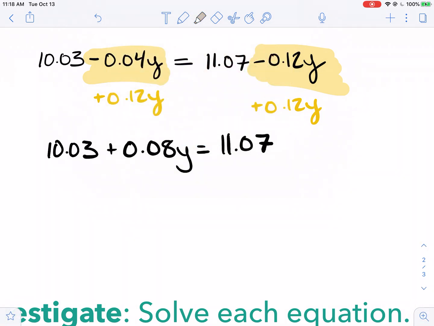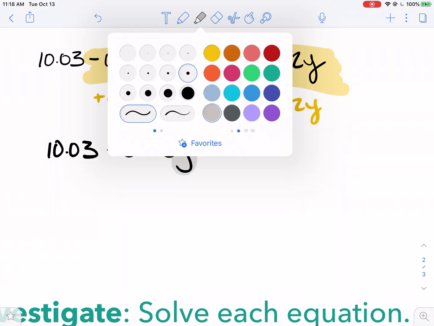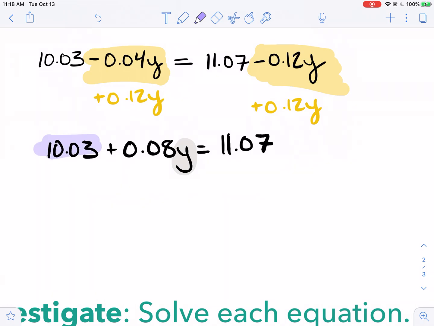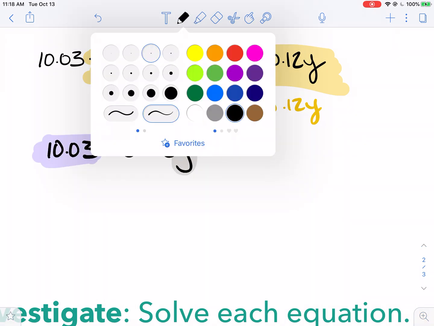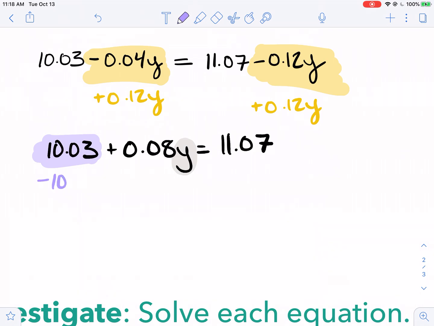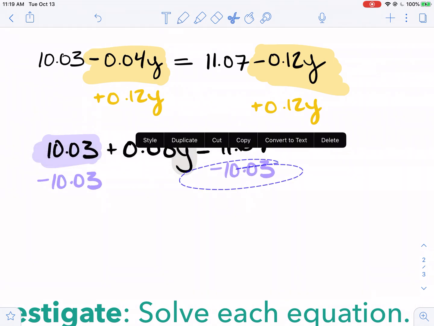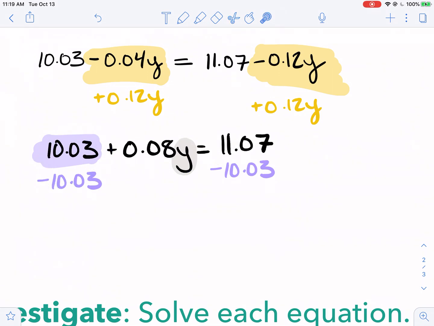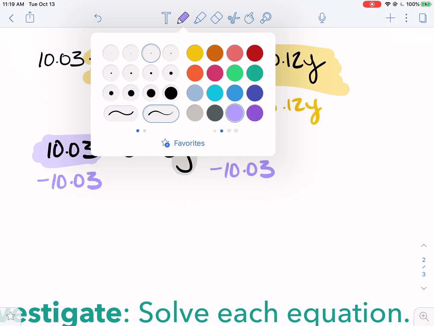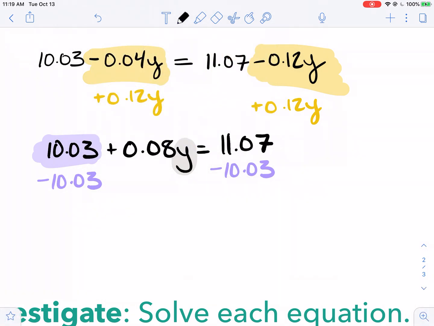Now remember, our end game to solve an equation is to get y all by itself. So our next step is to undo adding 10.03. So we're going to undo that by subtracting 10.03 on both sides. On the left, it cancels out right away. That's why we did it. So we're left, no pun intended, with 0.08y equals 11.07 minus 10.03, which leaves us with just 1.04.